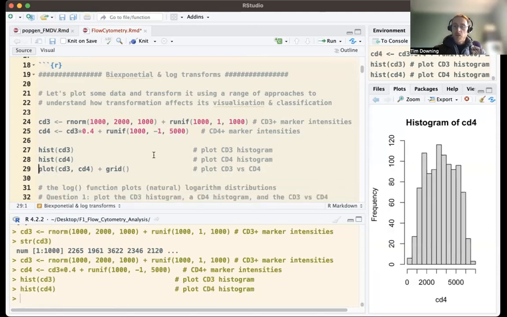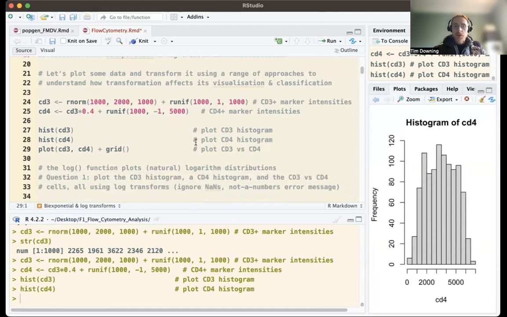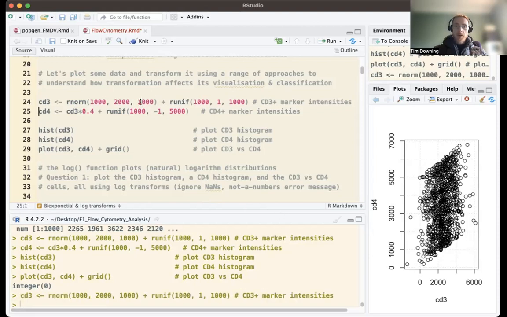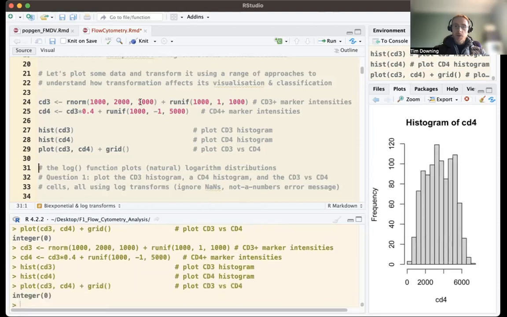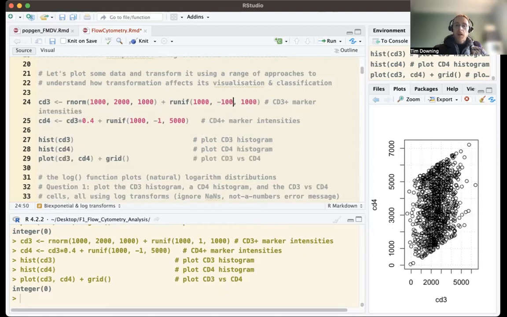If we do the same for CD4, again, you see a wider spread, but it's a more leptokurtic distribution, I think. So if we plot them against each other, plotting CD3 on the x-axis and CD4 on the y-axis, you can see that they're associated with each other, and then we have some values that are negative for CD3. If we re-null this, we'll get slightly different distribution shapes, but they'll have slightly similar distributions.